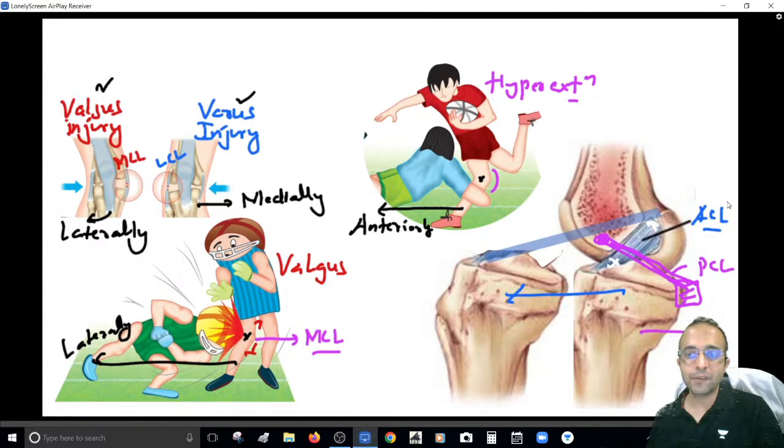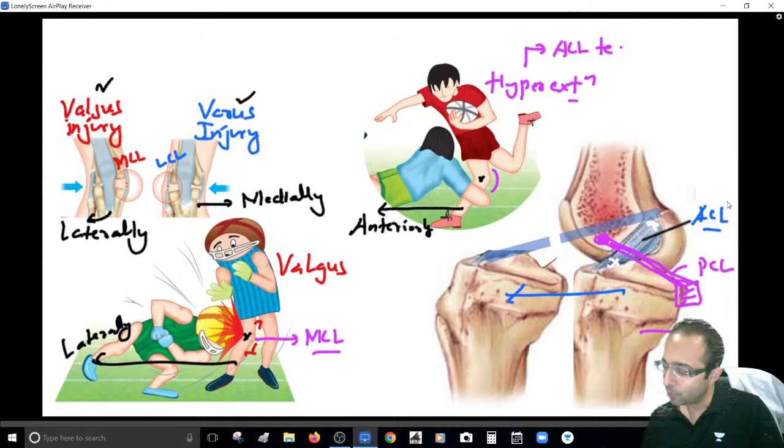So when the tibia goes forwards, the ACL stretches up and stops it. When the tibia goes backwards, the PCL tightens up and stops it. Now if you have a hyperextension injury, the tibia will go in front. Like you can see, distal to the knee, the tibia has gone in front. Now the tibia will go too much in front, and the ACL will tear. So I think that makes sense to you, that if there is a hyperextension injury, you are going to find an ACL tear.